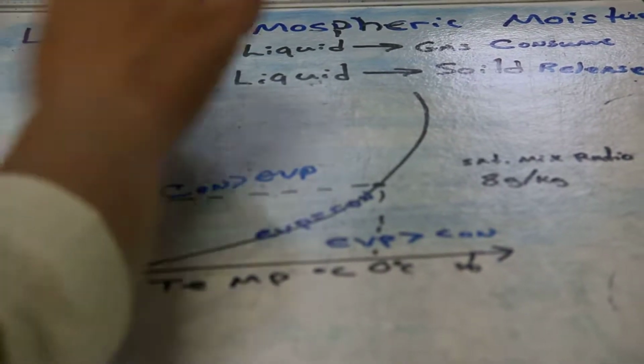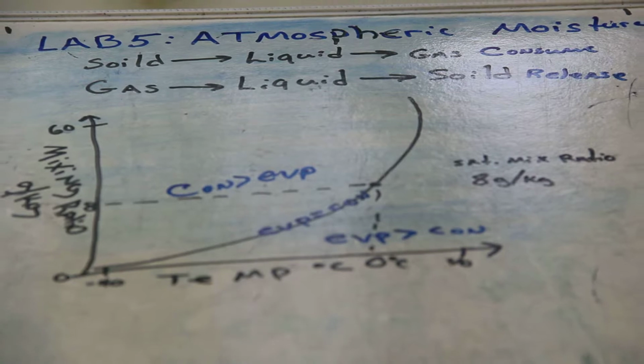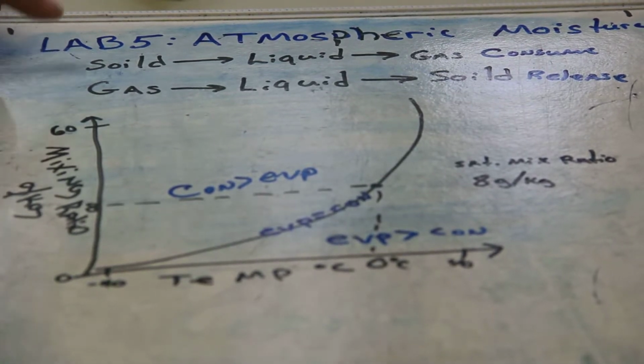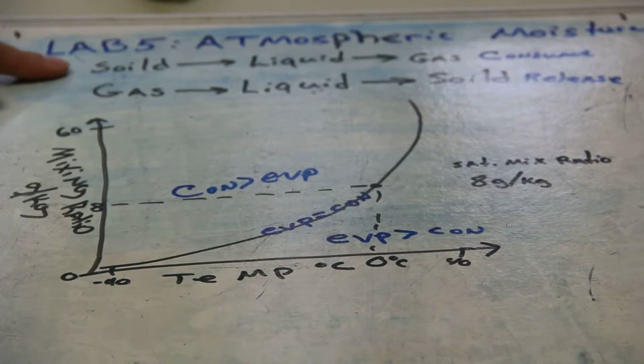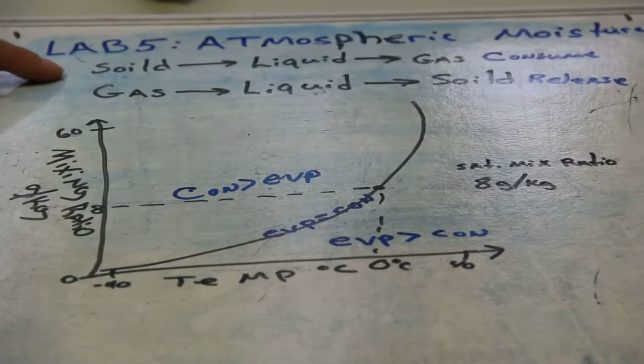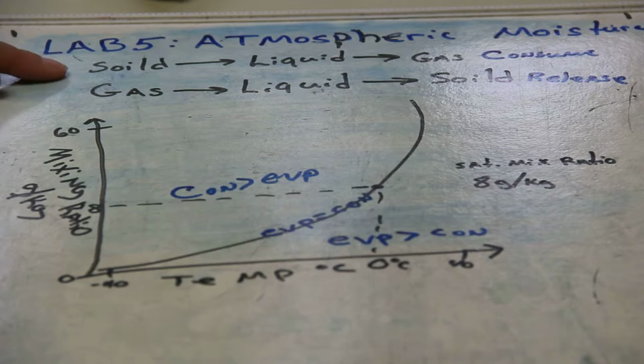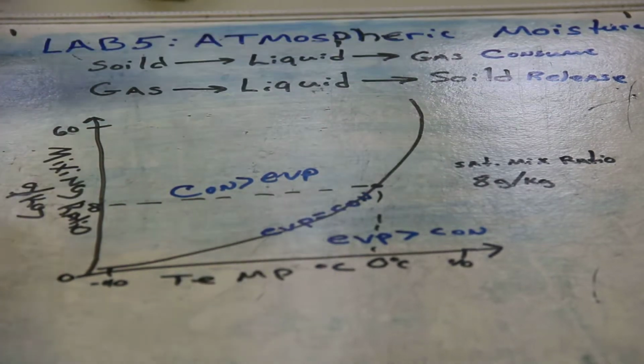All right, Lab 5, atmospheric moisture, and today we're going to walk through some of the problems that we're going to have for Lab 5. And the first one is a reminder on latent heat. We're going to talk about solid water going to liquid water going to gas.